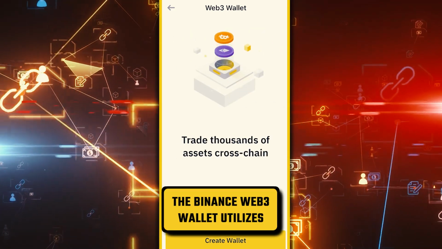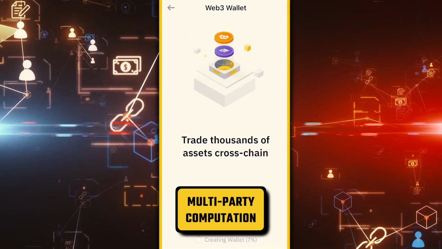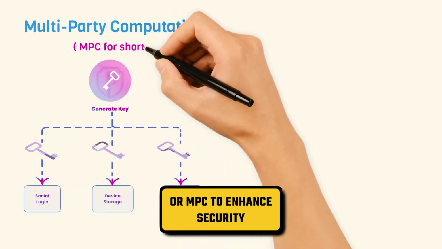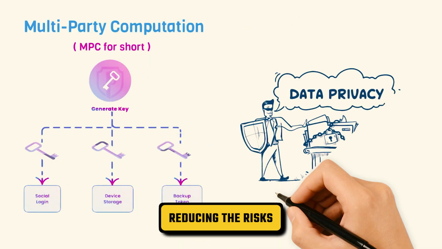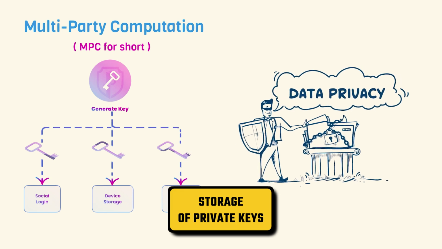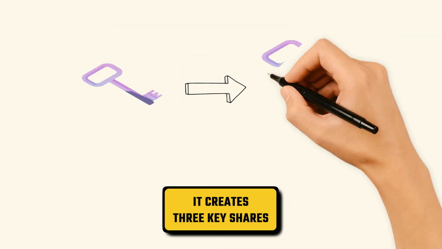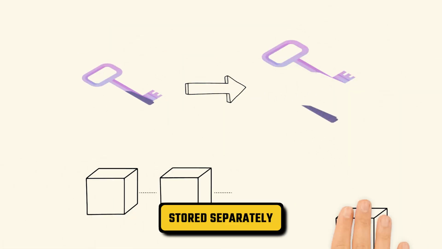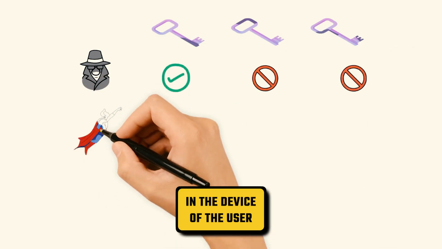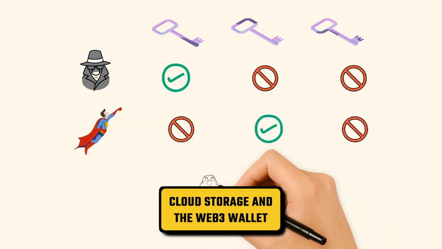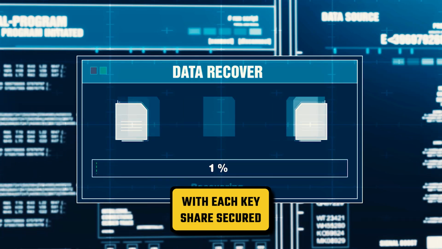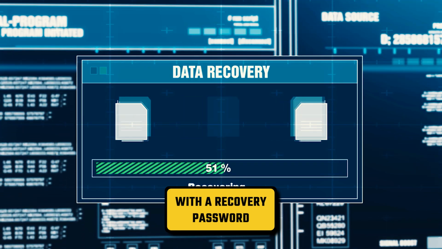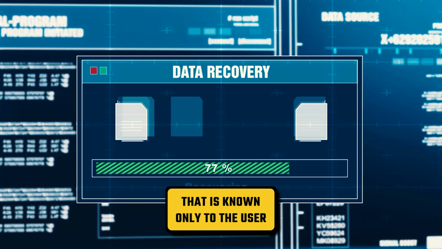The Binance Web3 wallet utilizes multi-party computation or MPC to enhance security, reducing the risks of the centralized storage of private keys. It creates 3 key shares stored separately in the device of the user, cloud storage, and the Web3 wallet, with each key share secured with a recovery password that is known only to the user.